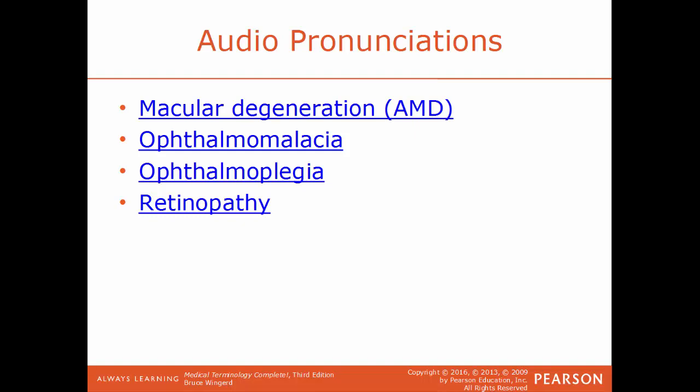So as this happens, when the person is looking forward, they see a blind spot in the middle of their field of vision. And as the macula gets worse and worse, the circle will grow. And if not treated, can lead to blindness. So our next term, ophthalmomalacia, is the softening of the eyeball itself. So our next term, ophthalmoplegia, is a paralysis of the muscles surrounding the eye. And retinopathy is a general term that refers to any disease that affects the retina.